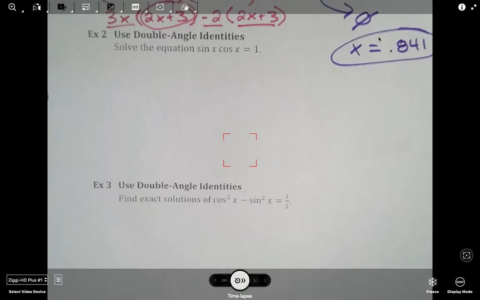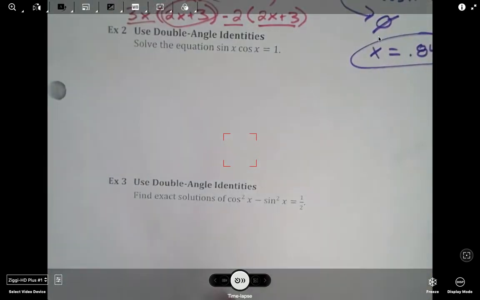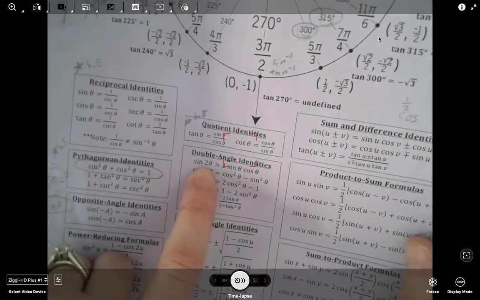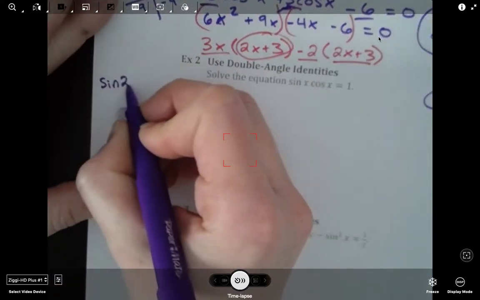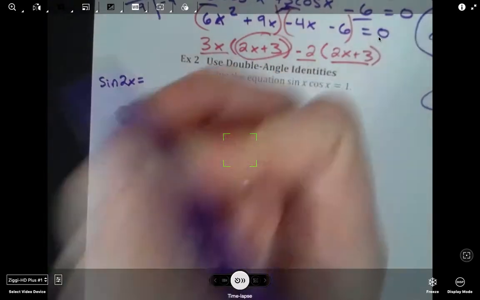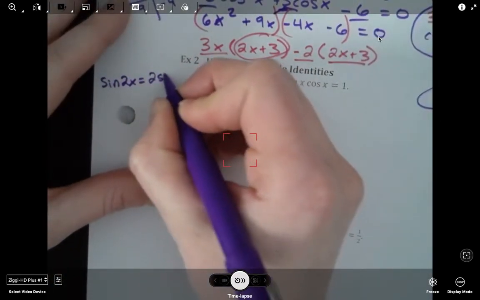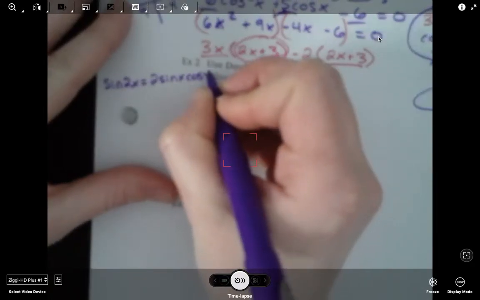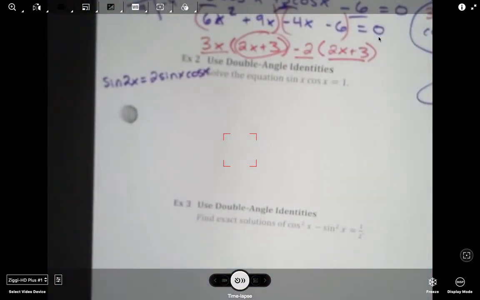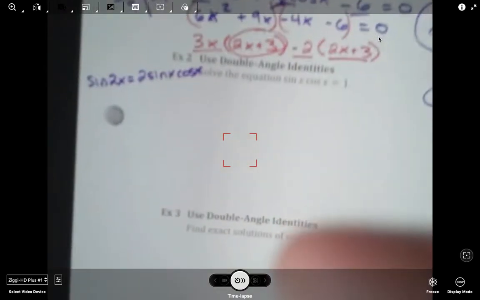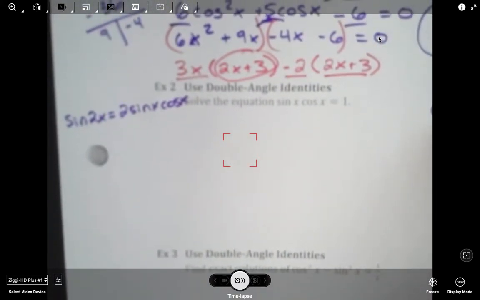Okay. All right. So there's an identity on your double angle identity right here, the first one, that says sine of 2 theta. It's sine of 2x. Sine of 2x equals 2 sine x cosine x. But the problem is this is just sine of x cosine of x. Divide everything by 2.